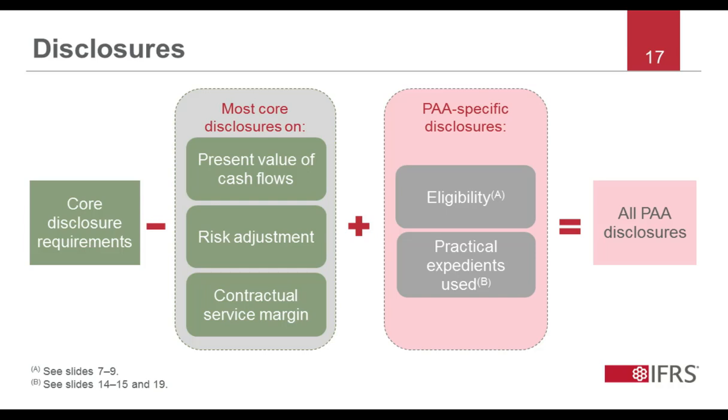Due to the simplification of the model discussed in the previous webinar, an entity will not have information about blocks such as the present value of the cash flows, the risk adjustment, and the contractual service margin for the liability for remaining coverage. The disclosures of the blocks of the present value of cash flows and the risk adjustment under the simplified approach are required only for the liability for incurred claims. This is because, as discussed before, the liability for incurred claims is measured using the core requirements.